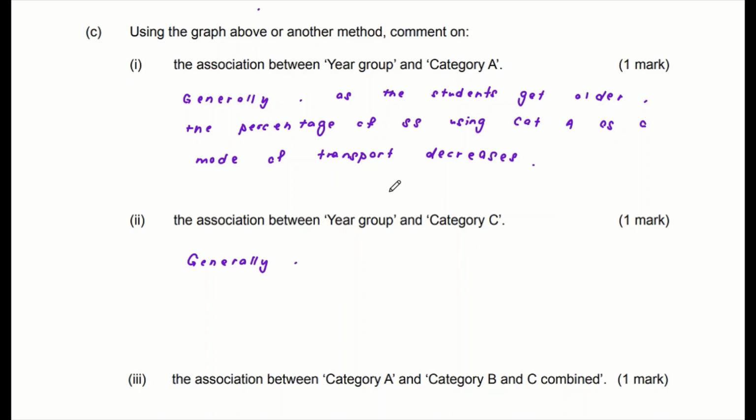So generally, I'm not going to repeat the whole thing. As the students get older, the percentage of students who use category C as a mode of transport, in this case, increases. Okay, so that's the part. So remember the words like increases, decreases, stays the same. That's the idea.